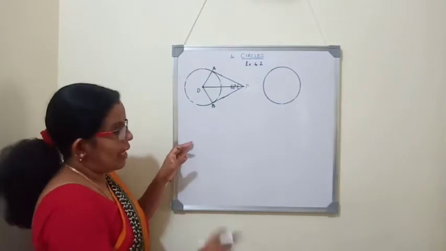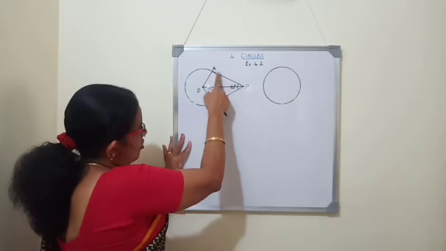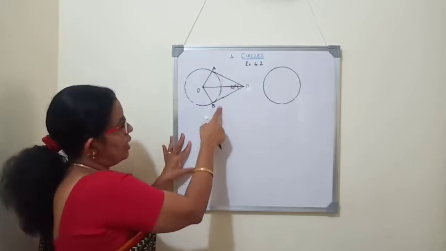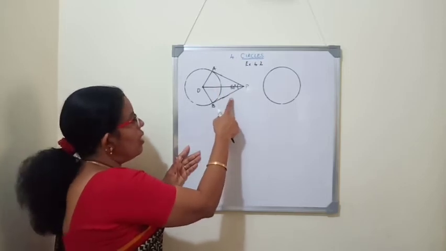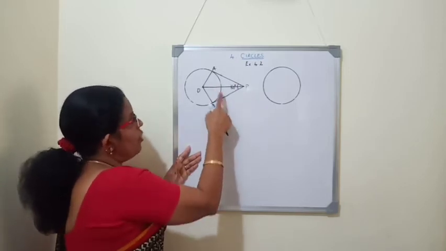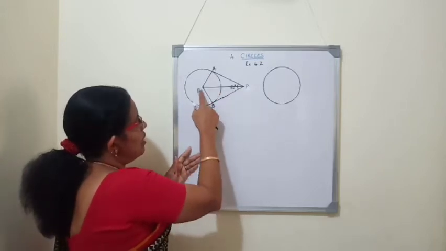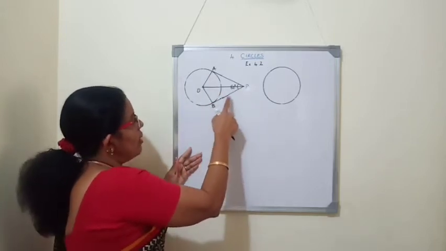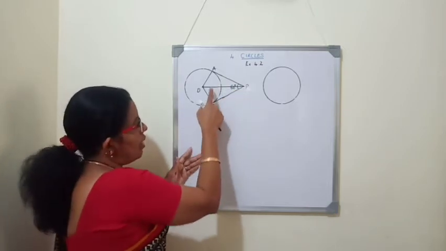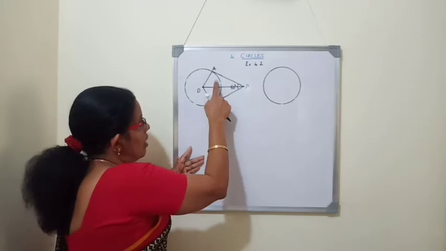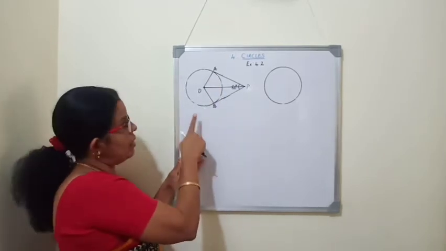Now we learned in the second theorem that from an external point, two tangents are drawn and both the tangents are equal. Tangents from the external point to a circle are equal. To prove the theorem, we proved that these two triangles, triangle AOP and triangle BOP, are congruent, and then we said PA is equal to PB by CPCT. Once the triangles are congruent, what is the meaning? Each and every corresponding side and corresponding angle are equal.